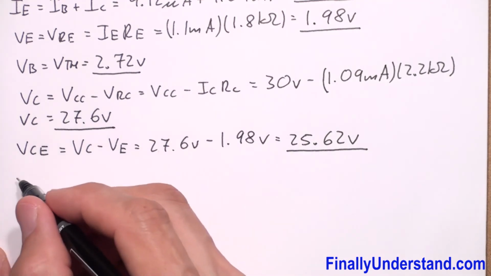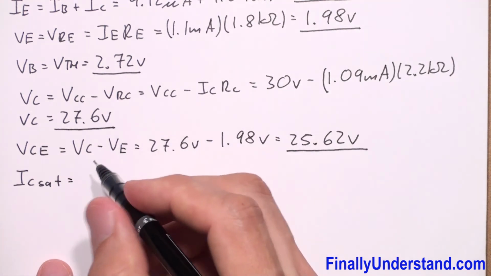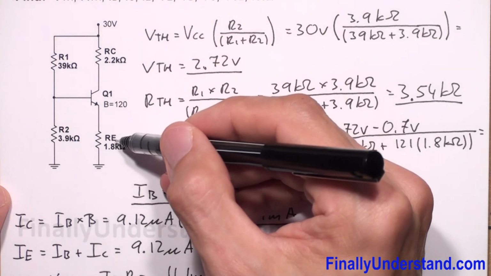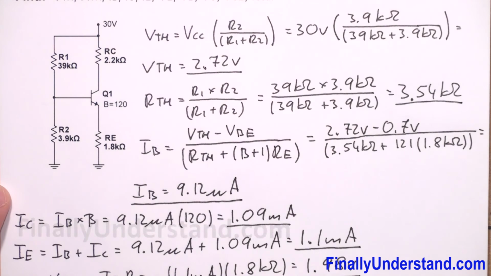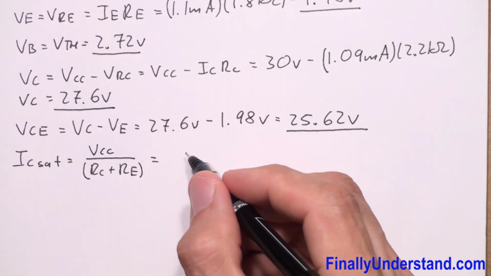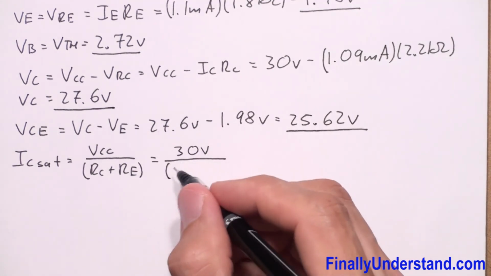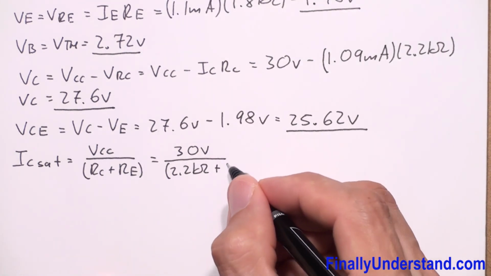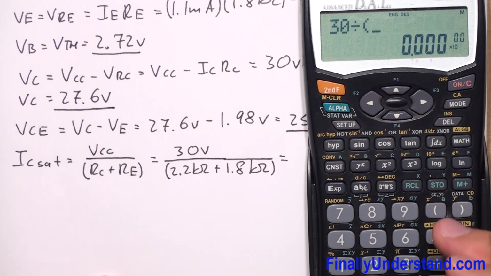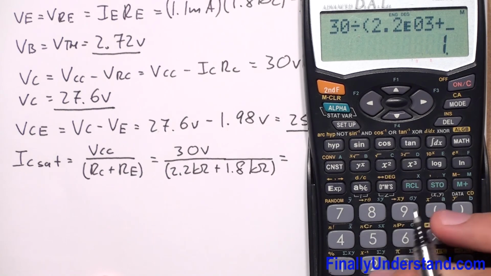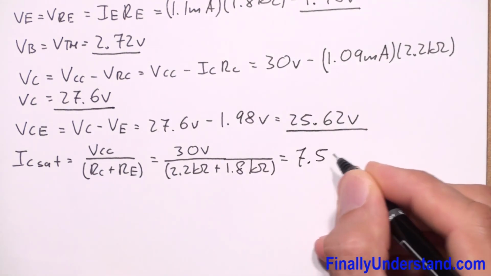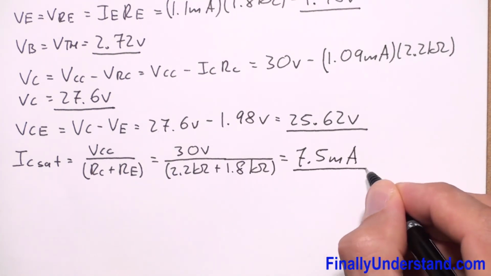Next, I'm supposed to find IC sat. IC saturation is equal to VCC divided by resistor RC and resistor RE. This is the maximum current which will go from the collector to emitter. So this is RC plus RE. This is equal to 30 volts divided by RC, 2.2 kilo ohms, plus RE, 1.8 kilo ohms. This is equal to 30 divided by (2.2 exponent 3 plus 1.8 exponent 3). This is equal to 7.5 milliamps. Okay, so now we can say that the problem is solved.